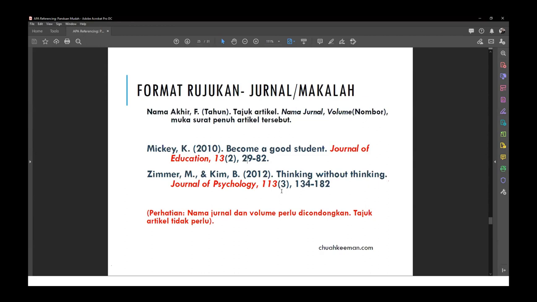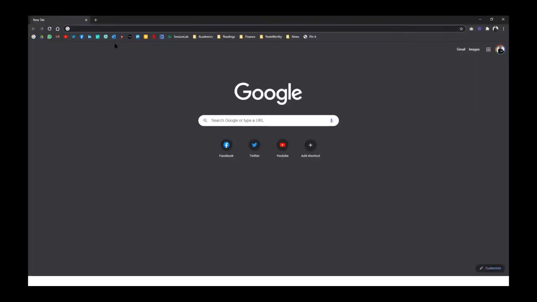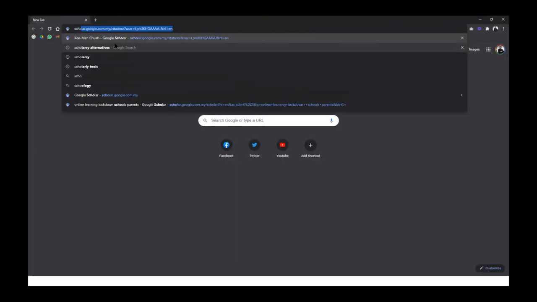The new rule in 7th edition is, if the journal has DOI, right? If you encounter the journal has the DOI, you have to put the DOI at the back. So after the page, you just put the DOI. And then the DOI has no HTTP. Right? No HTTP, just DOI dot. Have you seen the DOI before? Let me show you just in case somebody is not aware of what I'm trying to tell you now.